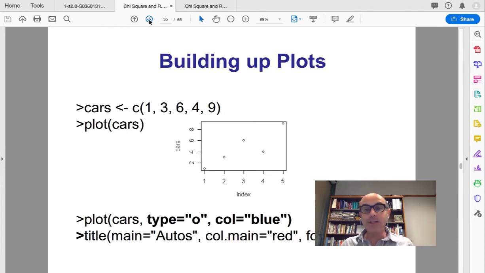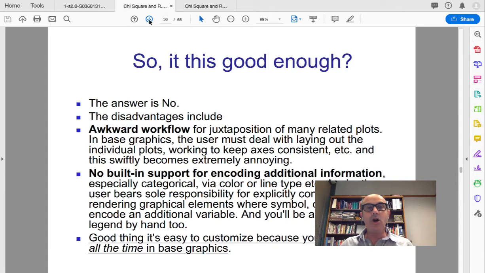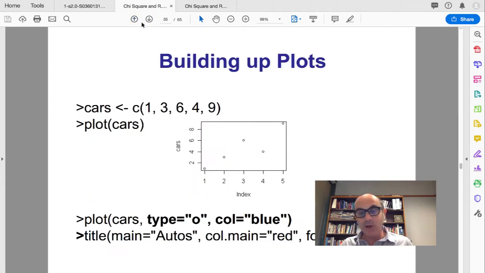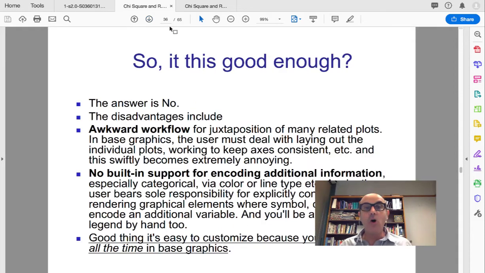Building up the plots, and again, this is a simple example, but we can actually add some color to it and some title in order for us to make it a little bit more interesting, more attractive, or more communicative.